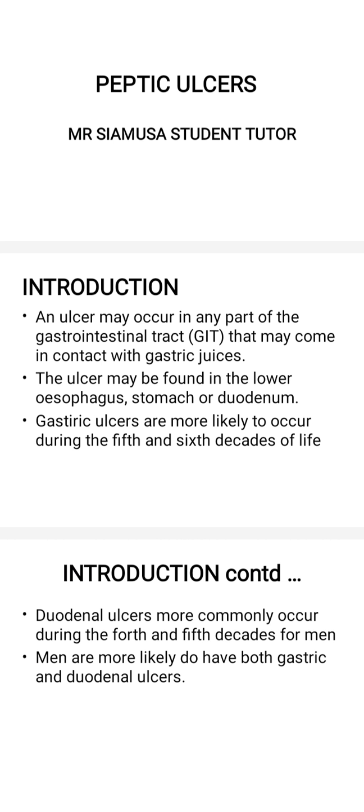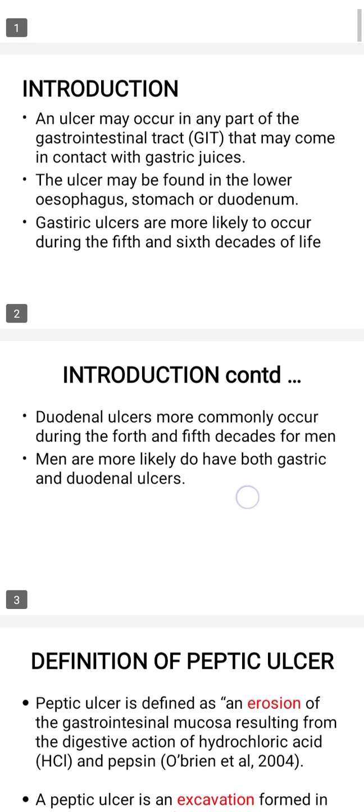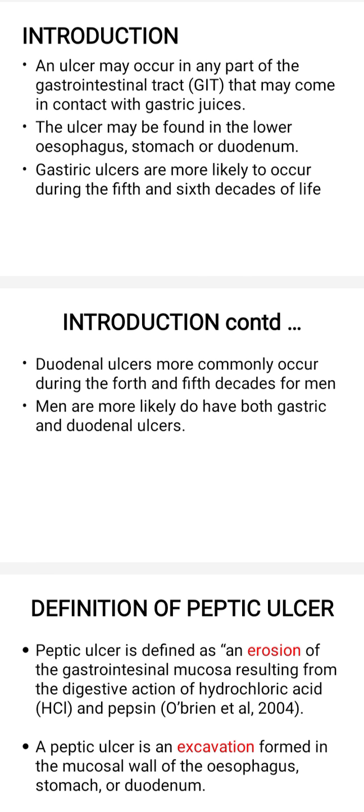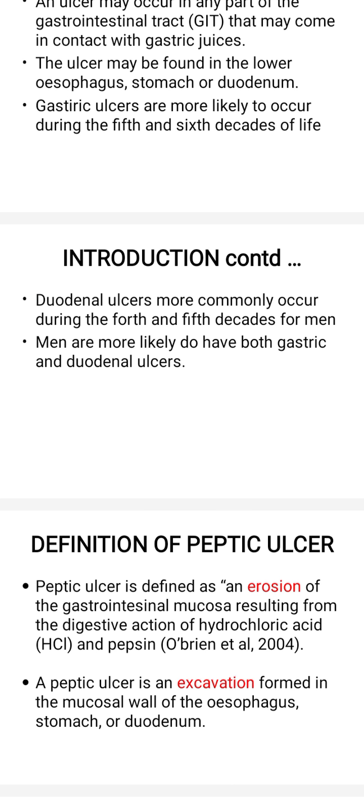By way of introduction, an ulcer may occur in any part of the GIT that may come into contact with the gastric juices. The ulcer may be found in the lower esophagus, stomach, or duodenum. Gastric ulcers are more likely to occur in the 50s and 60s of life, and duodenal ulcers are more common in the 40s and 50s for men. Men are more likely to have both gastric and duodenal ulcers.